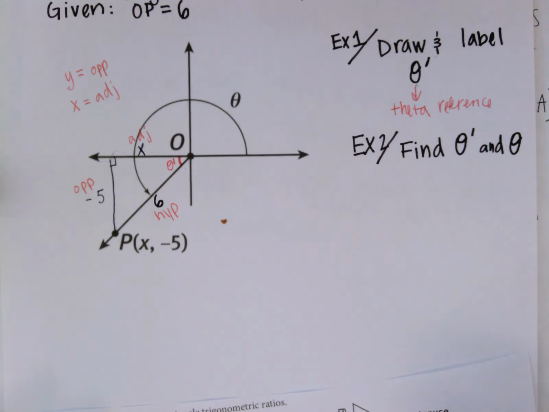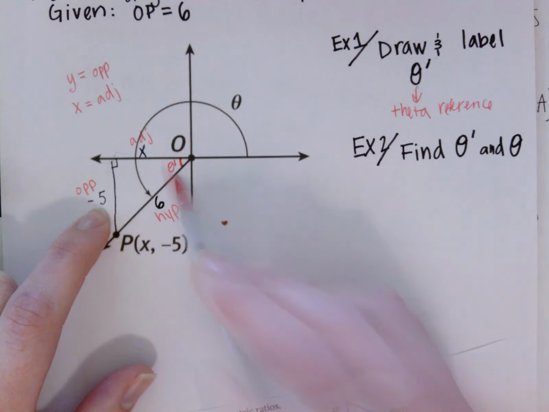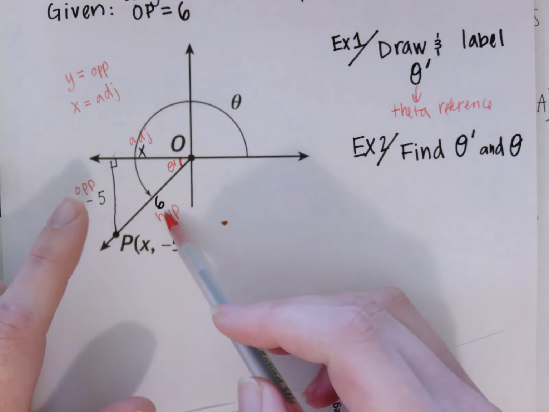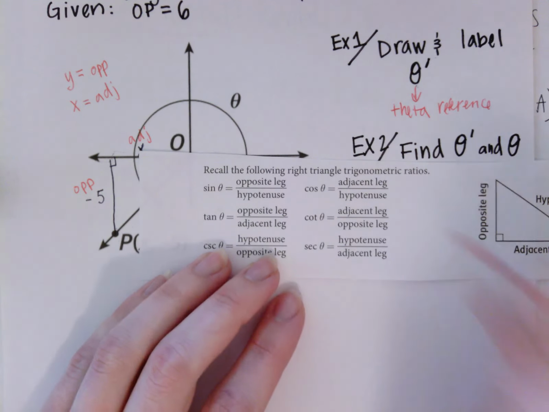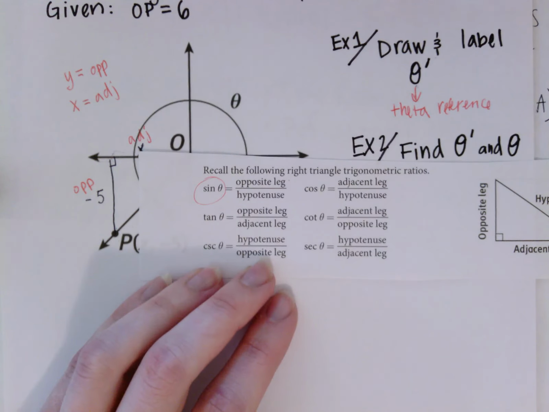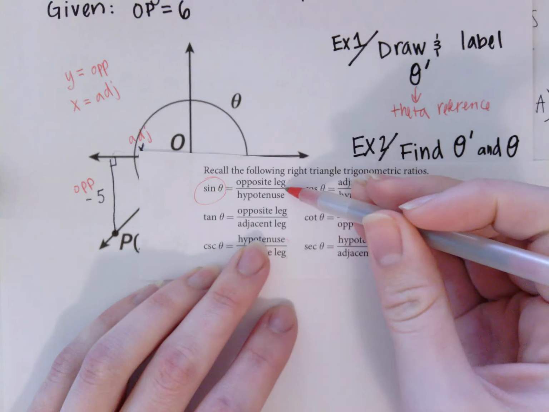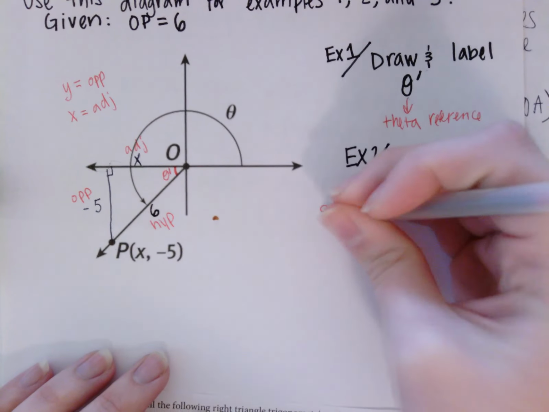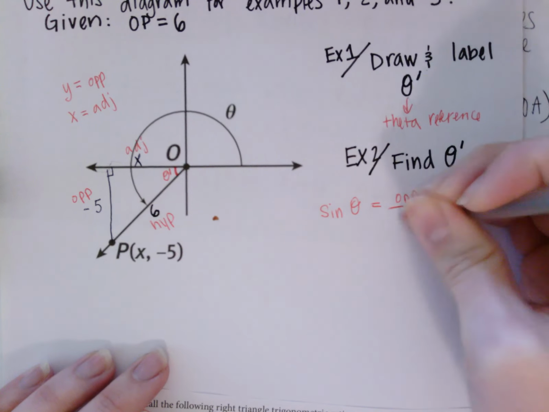I'm going to set up a trig ratio that includes the sides that I know as well as theta reference, because theta reference is in my triangle. The sides that I know are the opposite and the hypotenuse. So looking at my trig ratios, opposite and hypotenuse, it looks like sine is going to be a good function to use. I could also use cosecant, but I'm more familiar with sine. So I'm going to set this up as sine of theta equals opposite over hypotenuse.